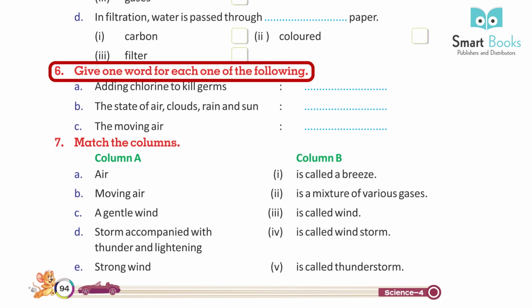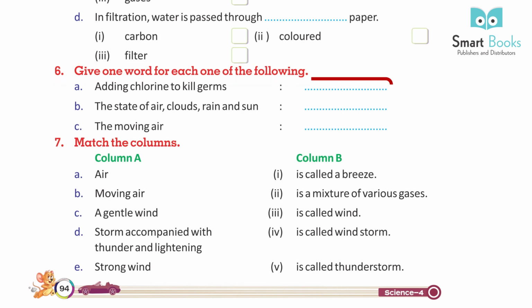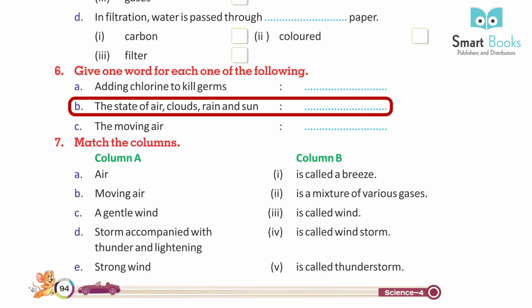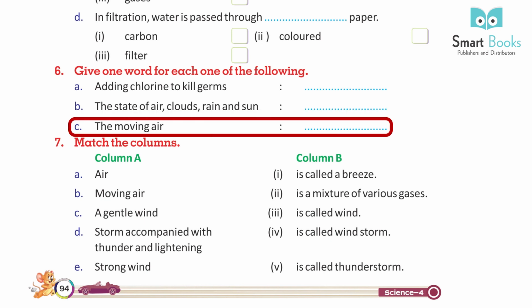6. Give one word for each one of the following. A. Adding chlorine to kill germs. B. The state of air, clouds, rain and sun. C. The moving air.